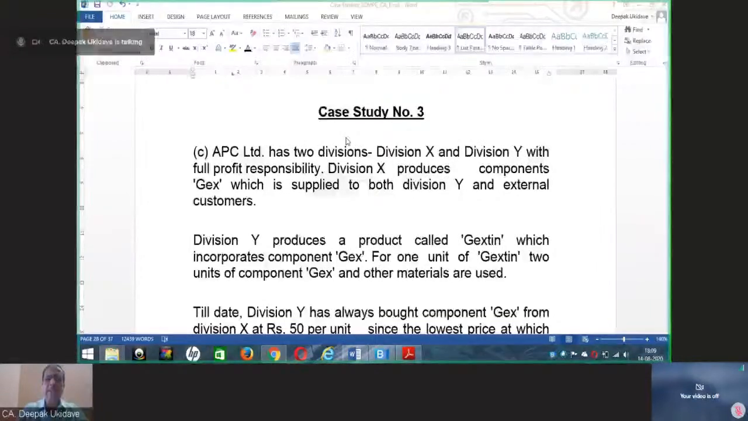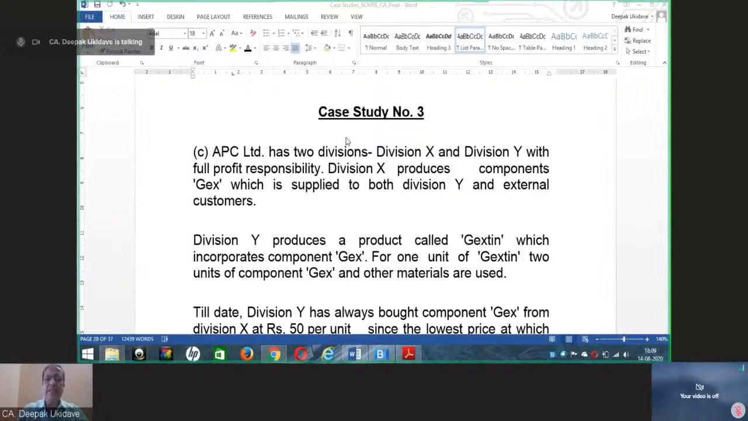Since the lowest price at which component JEX could have been bought by Division Y was rupees 52 per unit. So in the market, this product was available at rupees 52, and therefore Division Y never wanted to buy this product from the market. All the time it has been buying from the internal supplier, that is Division X, at rupees 50 per unit. So that's a good thing.